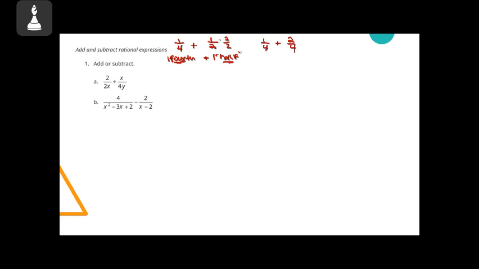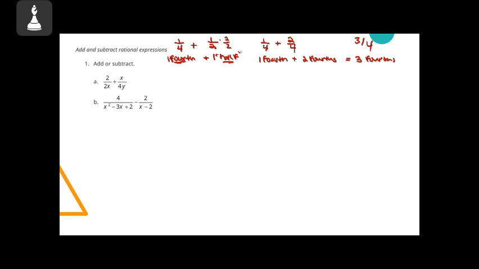So now I have 1/4 plus 2/4, which is going to make 3/4, or 3 over 4. Once you get your common denominator, the denominator or label stays the same, and we just add across the numerator.